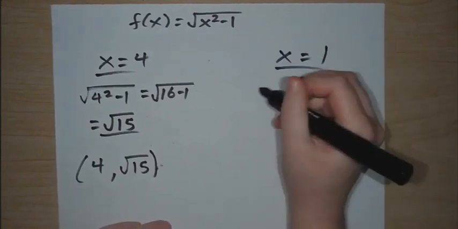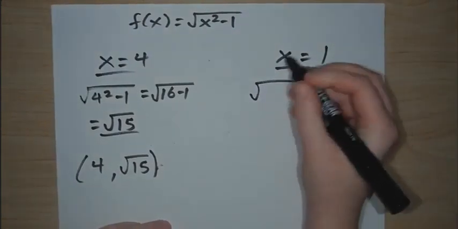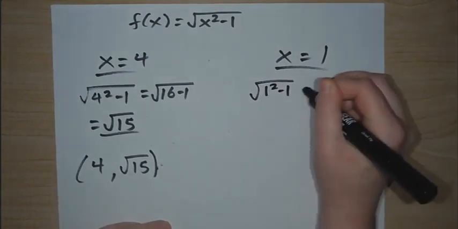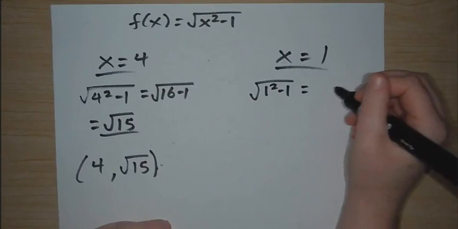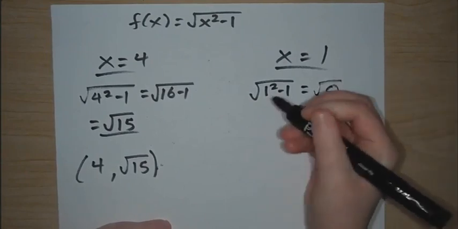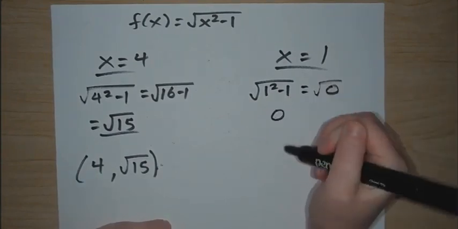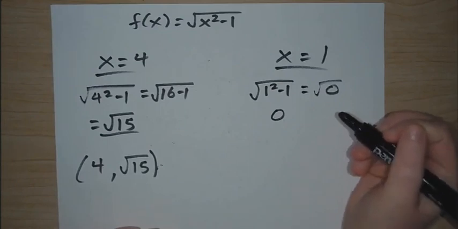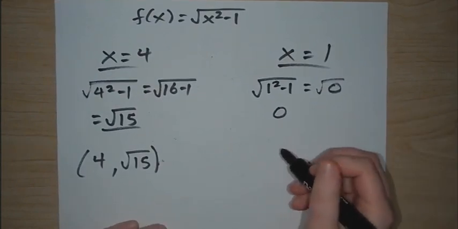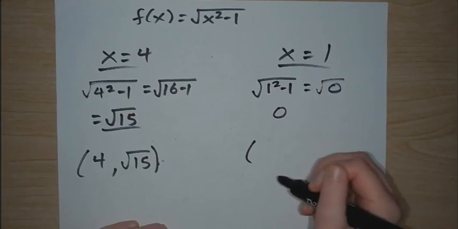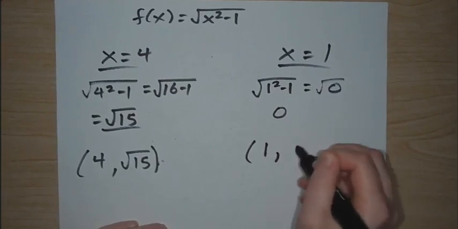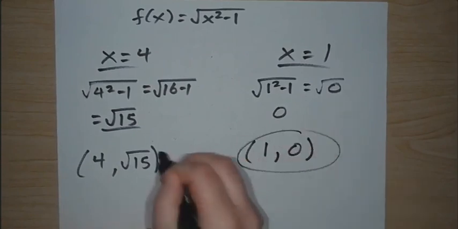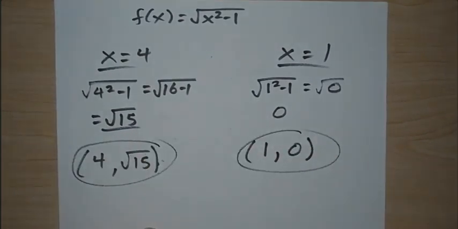For x equals 1, we would have the y value of the square root of 1 squared minus 1. 1 squared is 1, so we'd have the square root of 1 minus 1, which is the square root of 0. The square root of 0 is simply 0, which is a real number, not imaginary, so this is a valid point of intersection. So our point of intersection at the value of x equals 1 is 1 and 0, and these are both valid points of intersection.